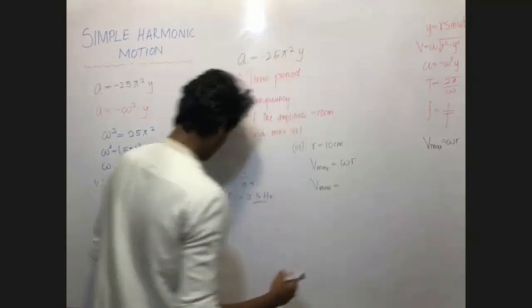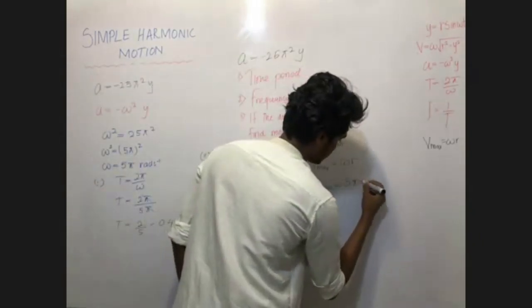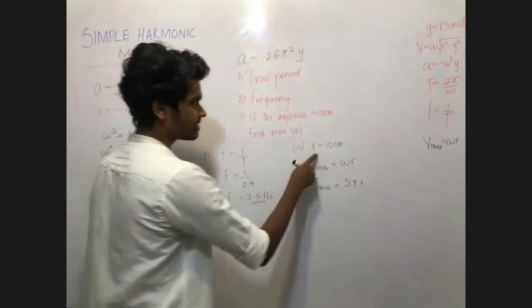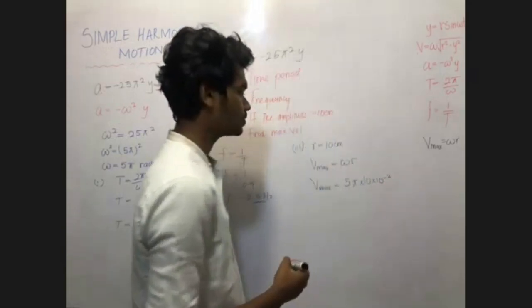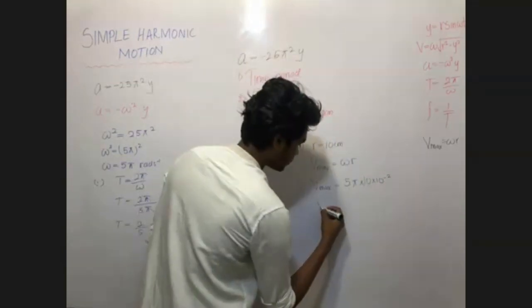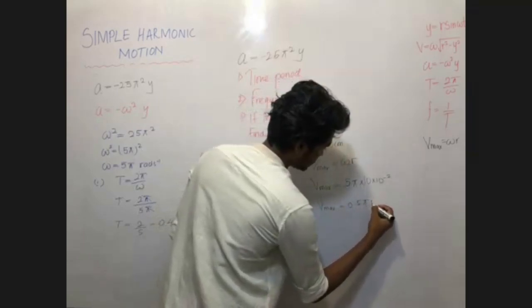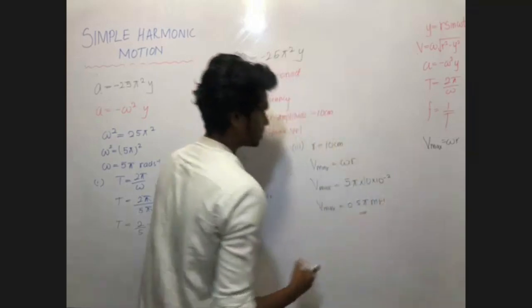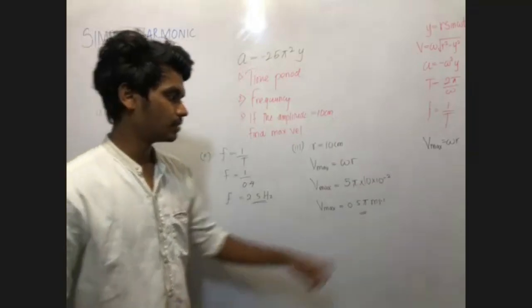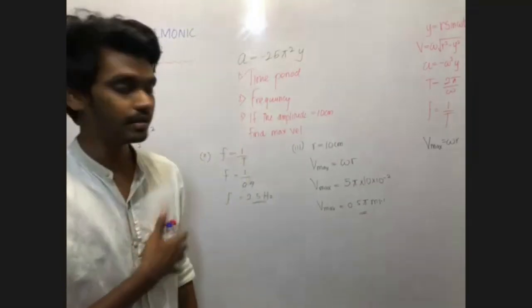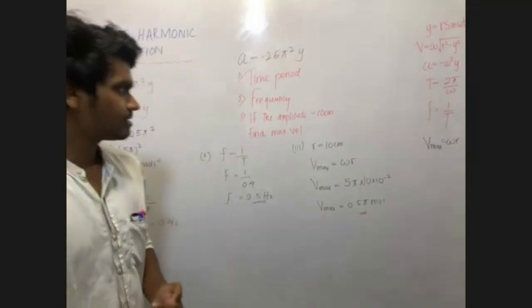Vmax. Omega is what now? Omega is 5.5. Radius, not the radius, amplitude is what? 10 into 10 to the power minus 2. Right? So Vmax is going to be 0.55 meters per second. You can substitute π and simplify if required. Right? I'll just leave it as it is. So yes, this is pretty much it.